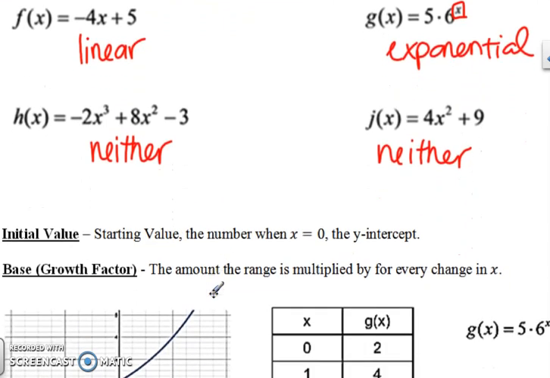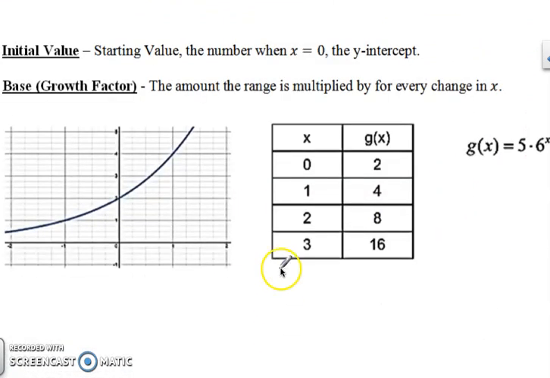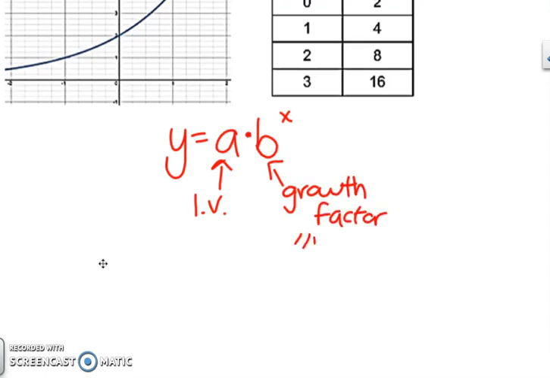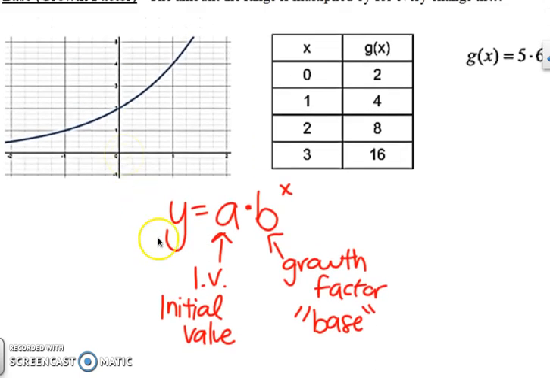All right, let's get into writing the equations now. So your initial value and your base or your growth factor are the two things you need. So your equations are always going to be a times b to the x, where this a is your initial value and the b is the growth factor. It's also called the base. And remember, that's initial value. Okay, so this is the generic form of an equation.